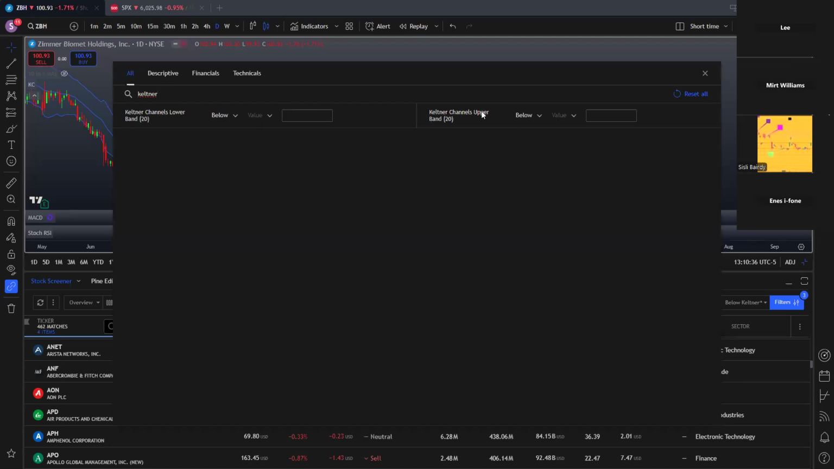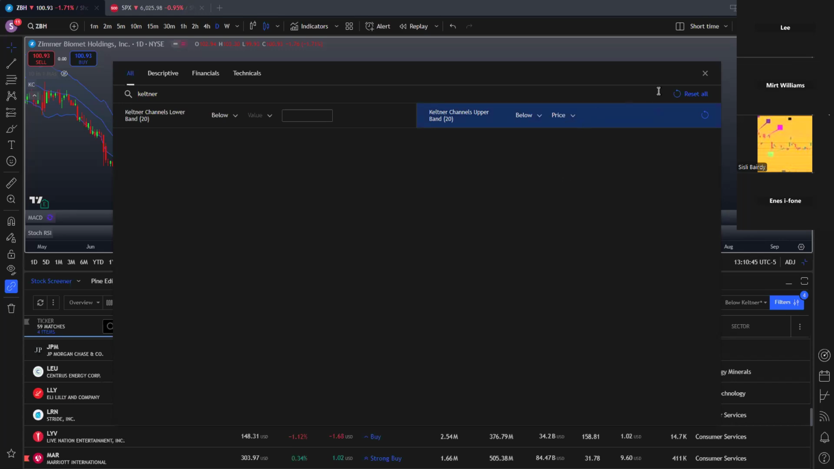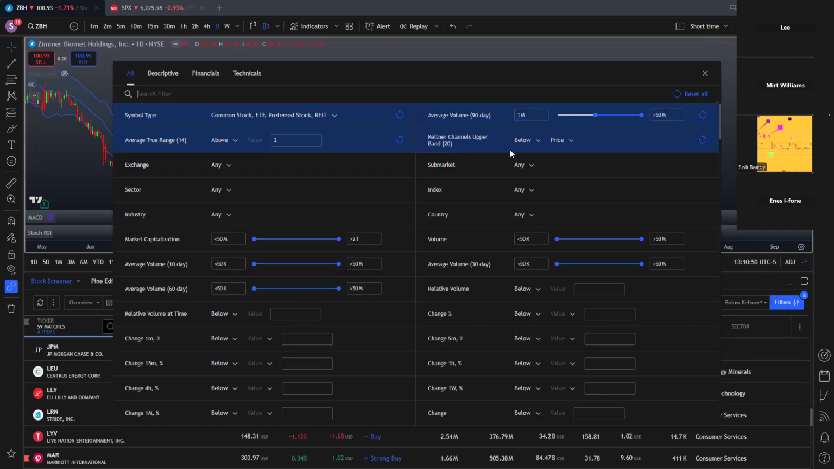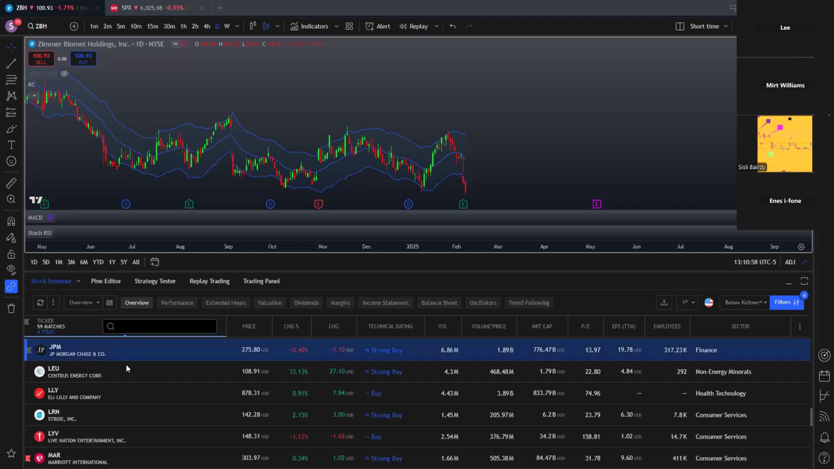So the higher band, I want it to be below the value of price, right? So now I got the four. I got four. Okay, good. And that gave me 59 tickers. So now I got 59 stocks that I can look at.